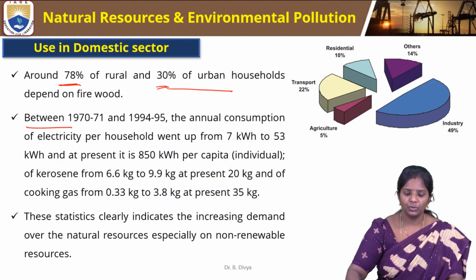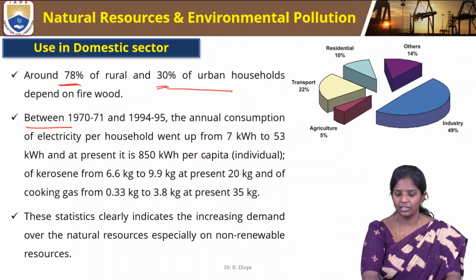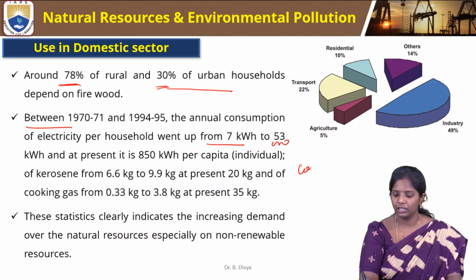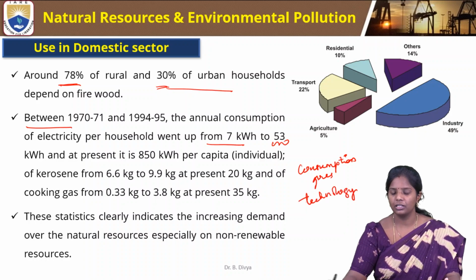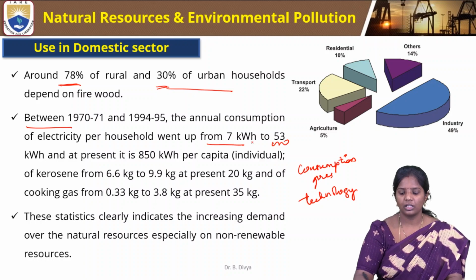Between 1970-71 and 1994-95, the annual consumption per household went up from 7 kilowatt hours to 53, which is very high. The consumption increased because the technology developed. We have many appliances that use power and electricity and help us in cooking, washing, cleaning, etc. So with the development of technology, the power consumption also increased from 7 kilowatt hours to 53 kilowatt hours.